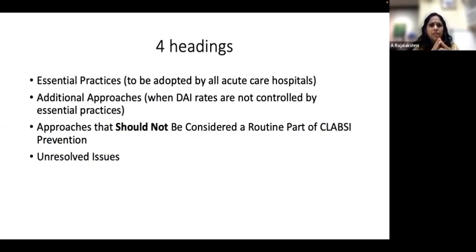This has essentially 4 headings. What is called the essential practices should be adopted by all. Additional approaches: if your CLABSI rate is still high after practicing all the essential practices, then you introduce additional approaches. There are approaches that are mentioned that should not be considered as part of routine CLABSI prevention. And for some, we don't have enough evidence, and this is called unresolved issues. So it's important that you have your surveillance data. Then only you will know when to introduce additional approaches.